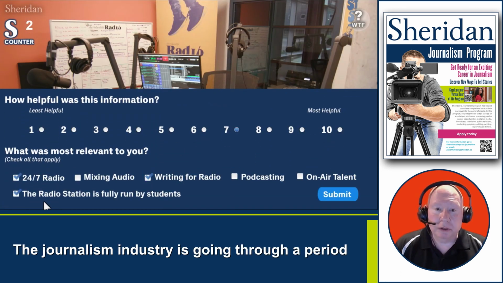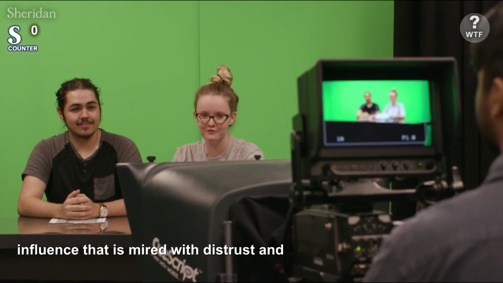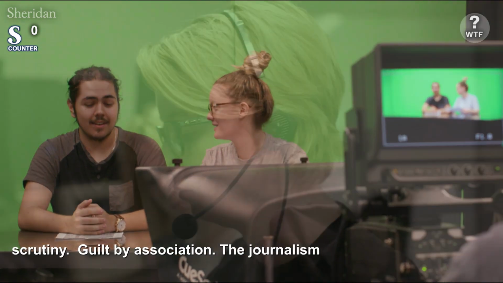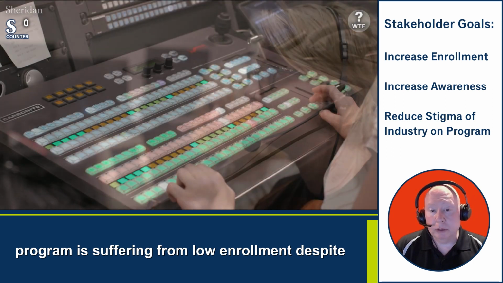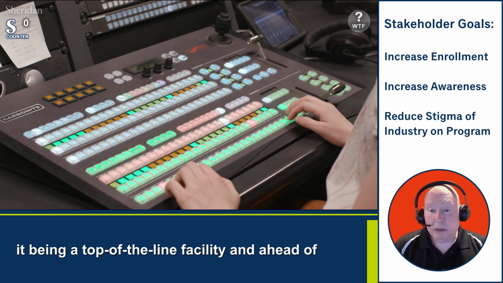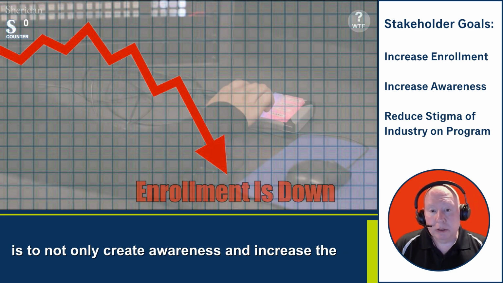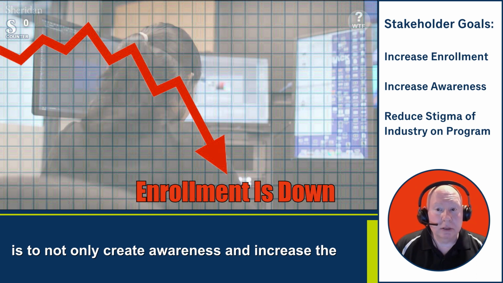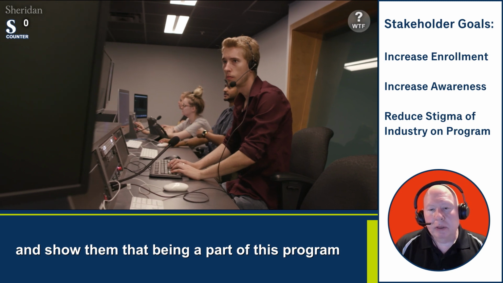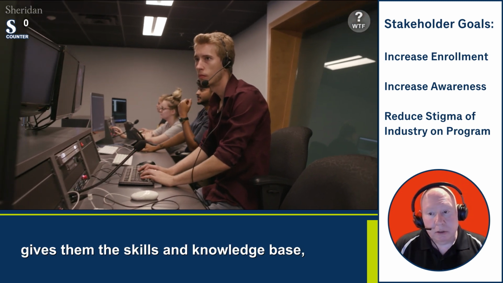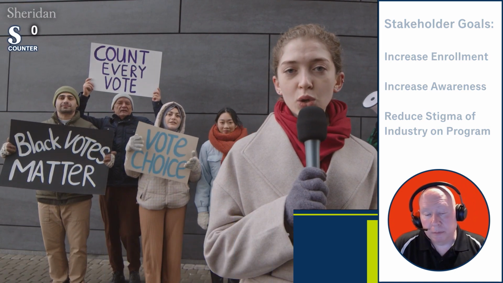The journalism industry is going through a period of significant change, causing a destabilizing influence that is mired with distrust and scrutiny. Guilt by association, the journalism program is suffering from low enrollment, despite it being a top-of-the-line facility and ahead of its time in curriculum. The stakeholder challenge is to not only create awareness and increase the enrollment, but to empathize with the learners and show them that being a part of this program gives them the skills and knowledge base to combat the current industry problems and become part of the solution.